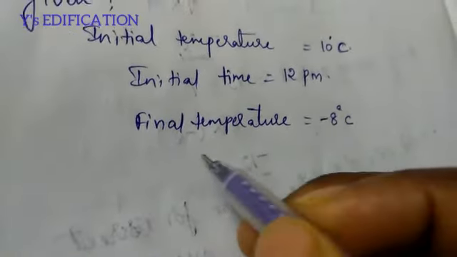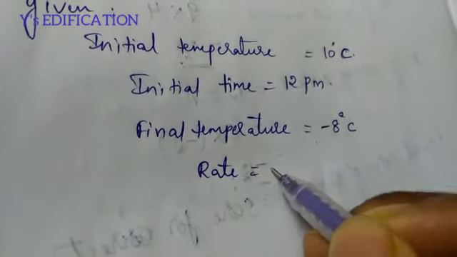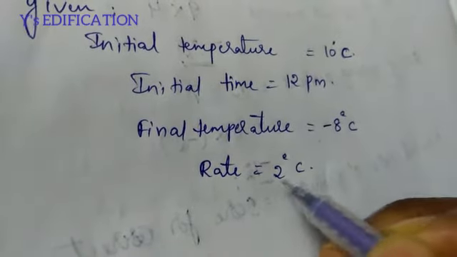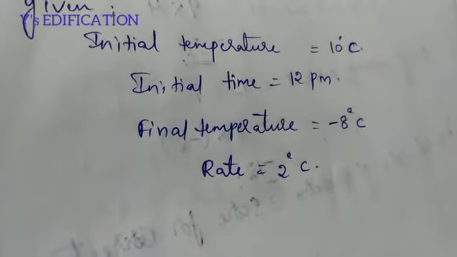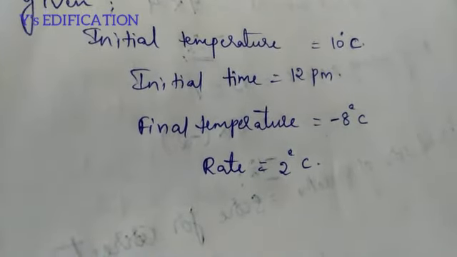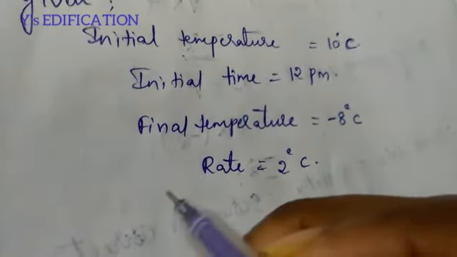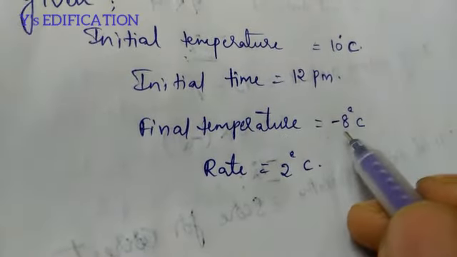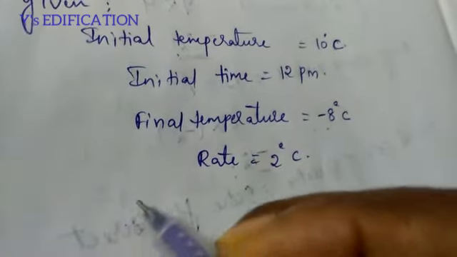So what is the rate of fall in the temperature? The rate is 2 degrees every hour. So 2 degrees Celsius is reducing in the temperature. They are asking at what time the temperature will be -8.